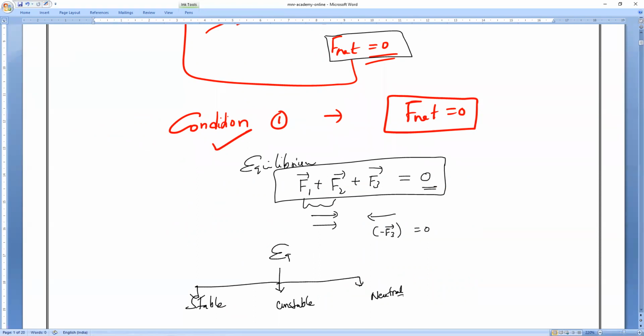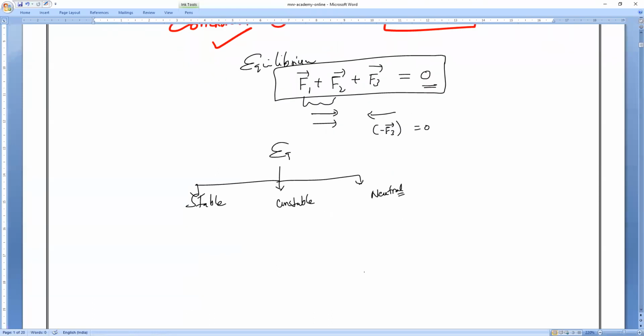Now, when can we say a body is in stable equilibrium, unstable equilibrium, or neutral equilibrium? That is the main thing. First of all, we all know this. Can you tell me the potential energy formula which we studied in the last class? All of you should respond. What is the potential energy formula?